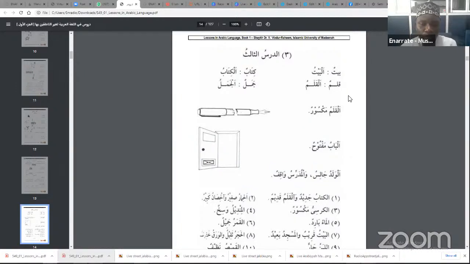For example, I said baytun, like you have it on the screen now. Baytun means a house. A house that is indefinite. It could be any house. Okay, so to make it definite, you have al-baytu, which means the house.